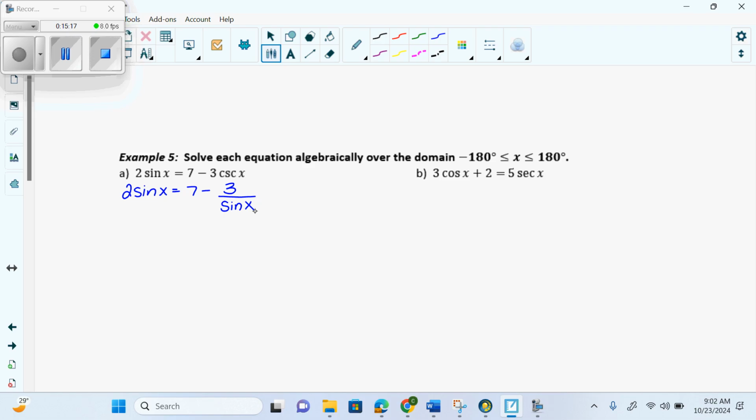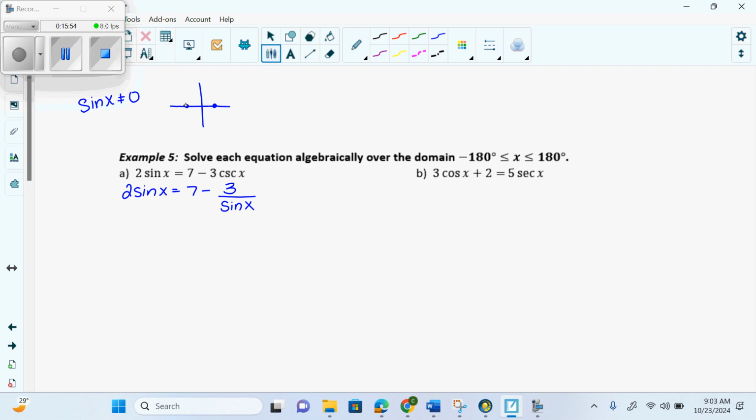Now we got problems. Why do we have problems? We have restrictions. We have a denominator. And what can't our denominator equal? 0. So we have to state our restrictions. So we go sine x can't equal 0. Correct? True statement? Where does sine x equal 0? 0, 180, 360, and so on, keep going, right? So I need to state the restrictions that are in this domain, right?